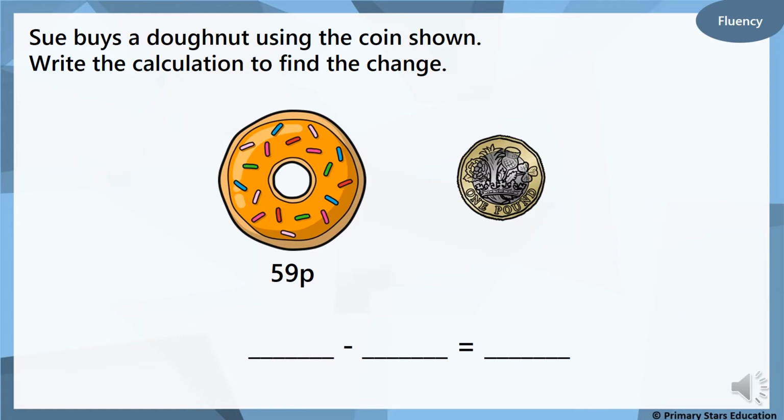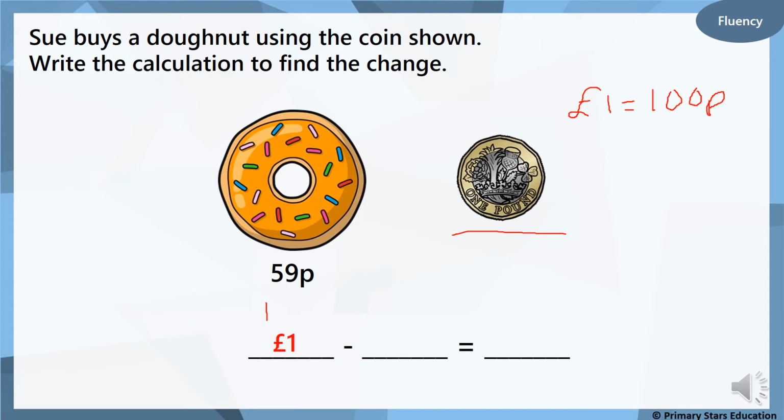Sue buys a donut using the coins shown. Write a calculation to find the change. So this coin is a £1 coin and the donut is 59p. Now, what is £1 equal to? How many pennies? It's 100 pennies.